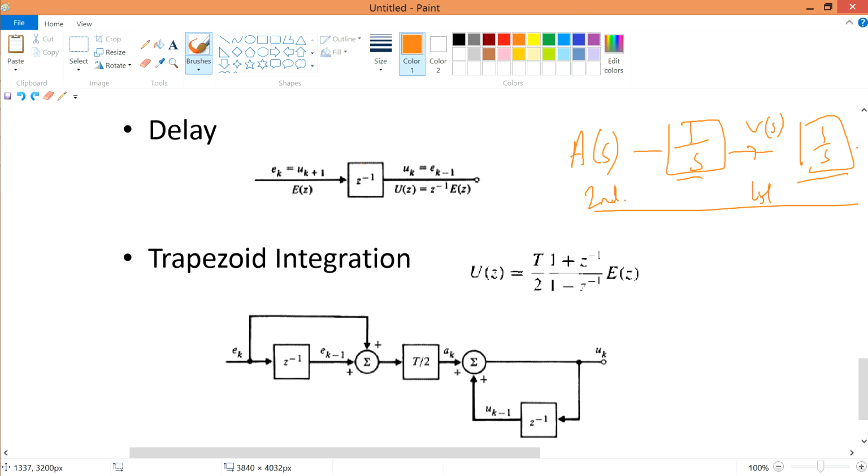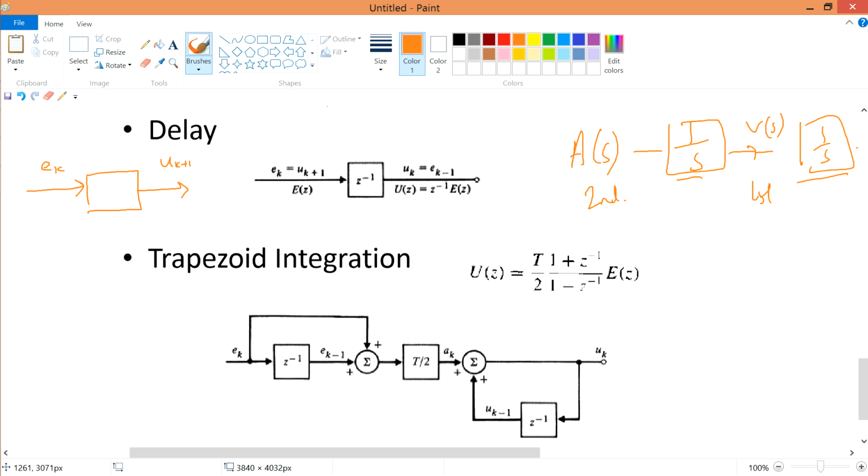In this case, the integration for the z transform is z minus 1. It's called the delay because you delay by a bit. z minus 2 means a second time shift, or a two-time delay, which is what we said in the previous video. So z minus 1 is simply like 1 over s, and z minus 2 is like 1 over s squared.